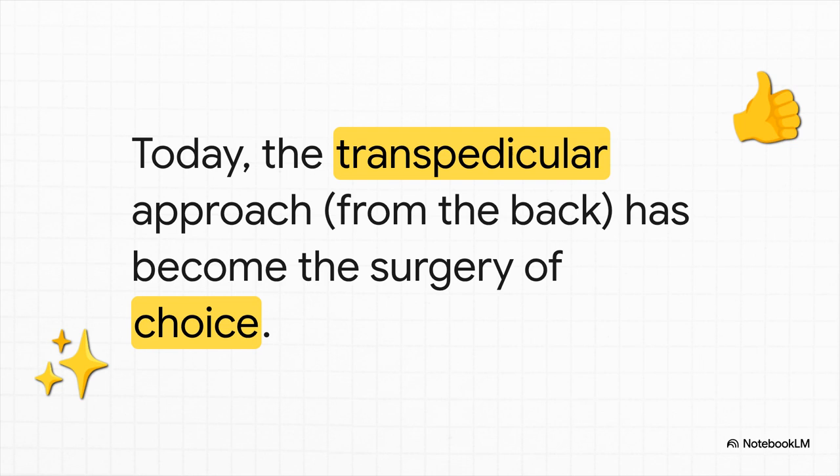Now, surgeons can go in from the back, which is way less disruptive, and they can actually reach the front of the spinal cord by going through a little bony tunnel in the vertebra. It lets them do the whole shebang in one go. Decompress the cord, clean things out, and even put in rods and screws to stabilize the spine. It's a real game changer.